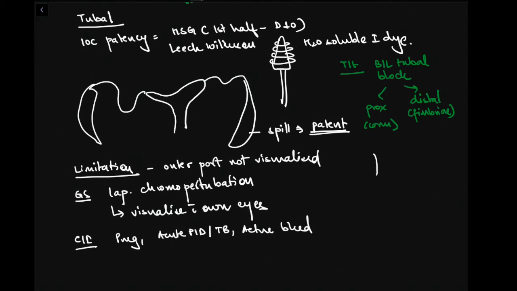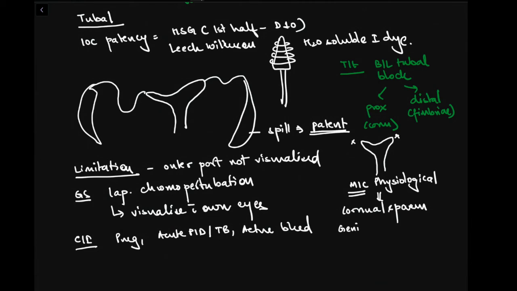Right. So suppose this is the uterus that is opacified. We will not see any fallopian tube. The most common cause of cornual block is physiological. Right. It occurs due to cornual spasm due to the passage of dye. The cornua undergoes spasm. Then genital TB is the most common pathological cause of proximal tubal block.